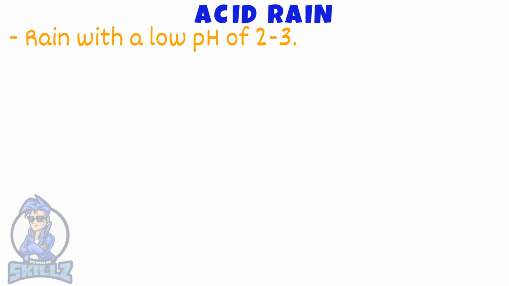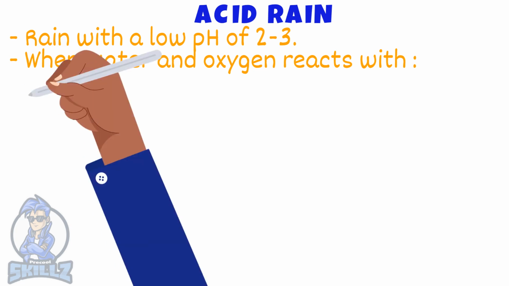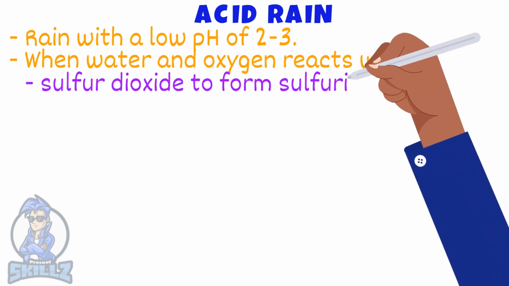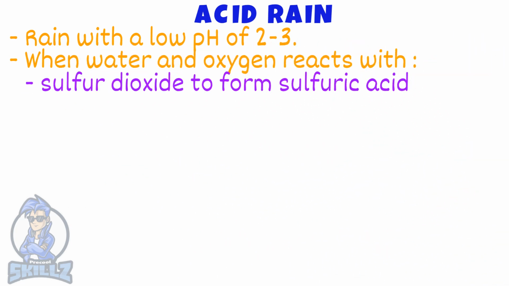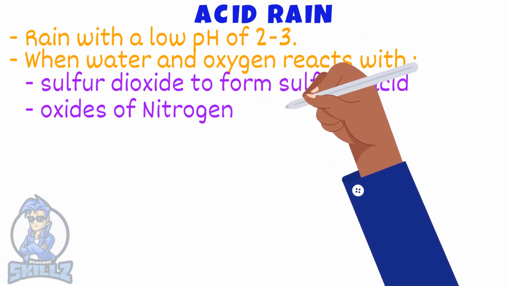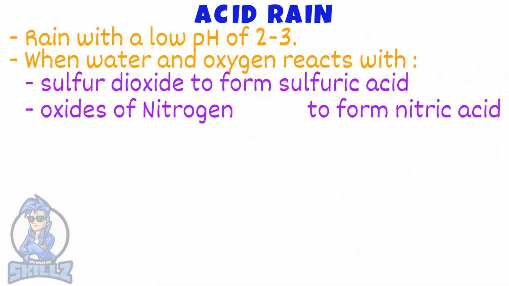Acid rain is formed when water and oxygen react with sulfur dioxide to form sulfuric acid, or when water and oxygen react with an oxide of nitrogen to give nitric acids. Oxides of nitrogen is denoted as NOx since many oxides of nitrogen are involved. So NOx is a general formula.